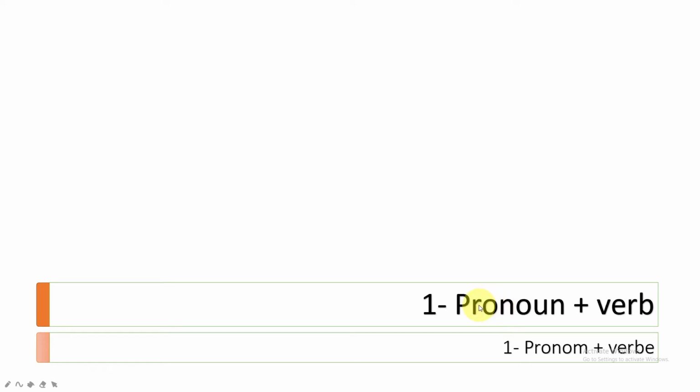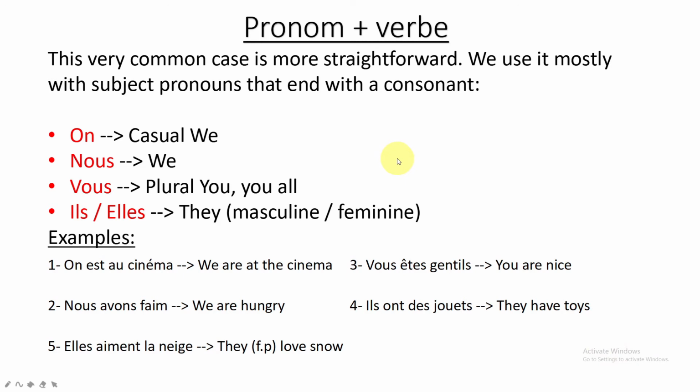So, let's see the 5 different mandatory pronunciation liaisons. There will be a liaison between a pronoun and a verb. Okay? Pronoun plus verb. This very common case is more straightforward. We use it mostly with subject pronouns that end with a consonant. So we have on, which is the casual we. Then we have nous, vous, ils, and elles.